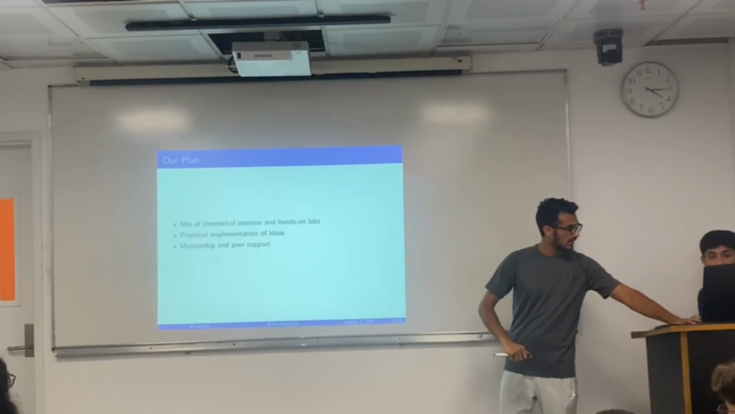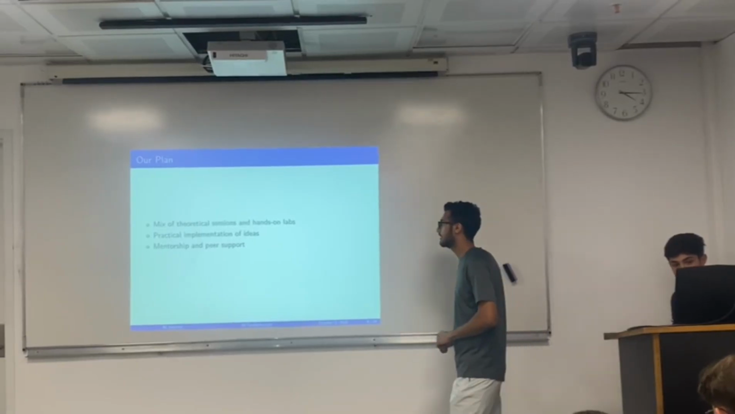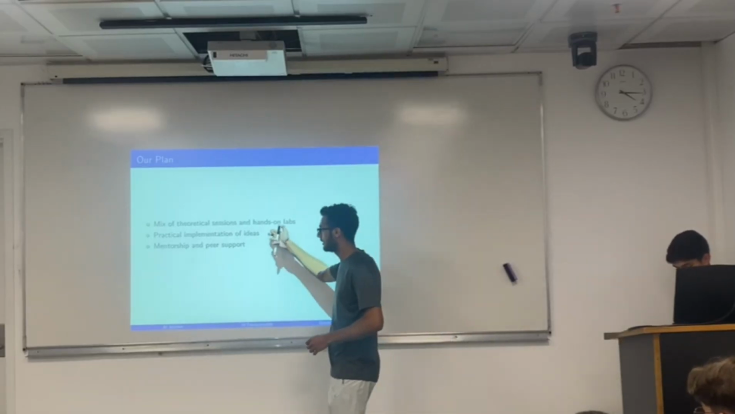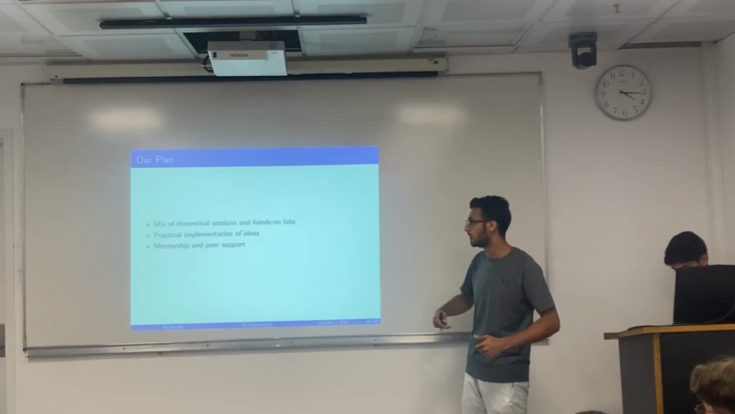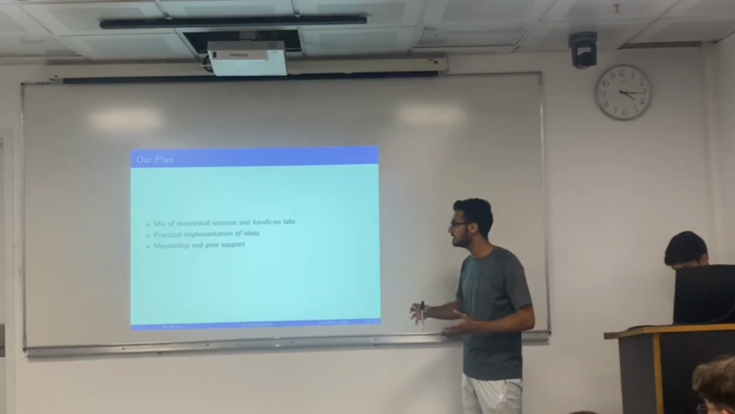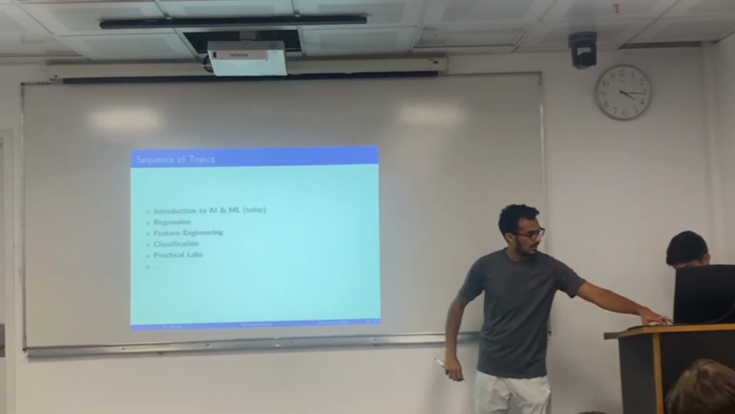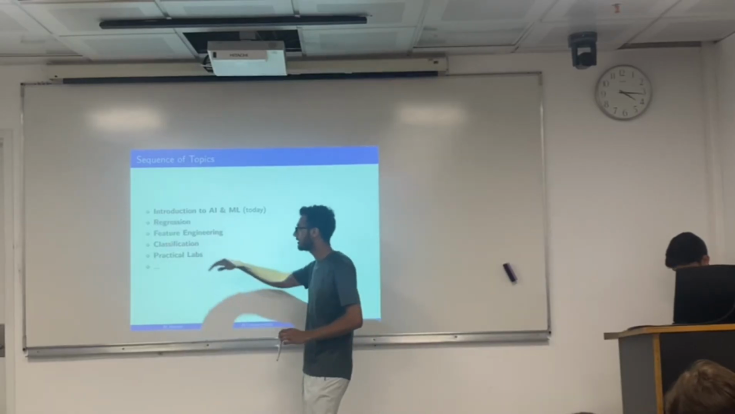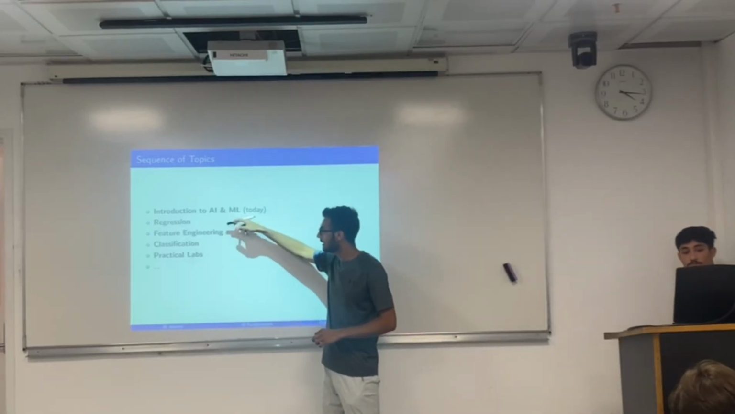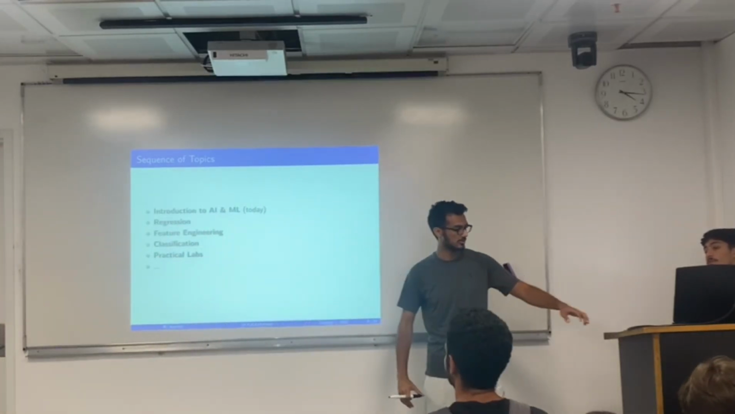So moving on, our plan for these sessions is going to be a mix of theoretical sessions and hands-on labs. We're going to try to focus on getting your hands dirty and actually working with the stuff we're going to be covering. We're going to try to implement the concepts we explained, so algorithms like gradient descent or models like linear regression. And of course, the aim behind this is to build a community, so at the end of the day, we try to offer mentorship and peer support. And this is the sequence of topics. It's not necessarily one topic per session, but this is the general outline we're going to follow. We're going to start with an introduction, which is today. We're going to move on to regression, feature engineering, classification. Then we're going to practically try to implement these things, and then we're going to move on to other topics.